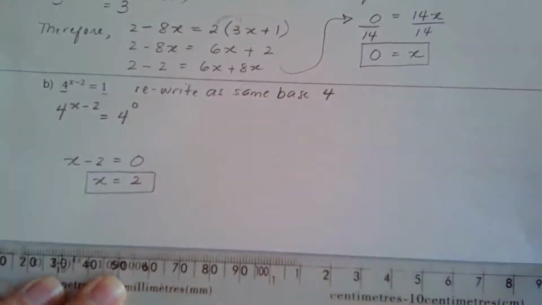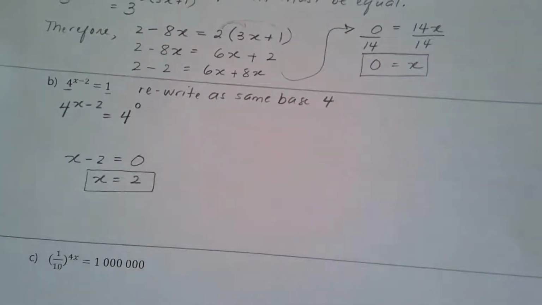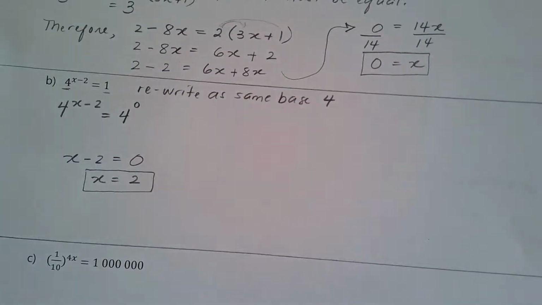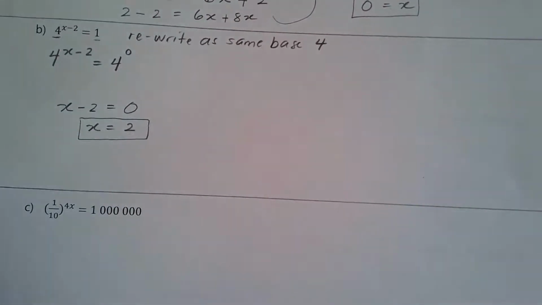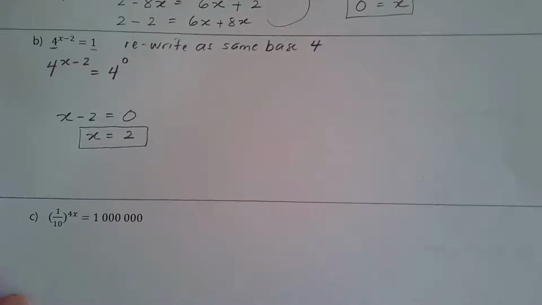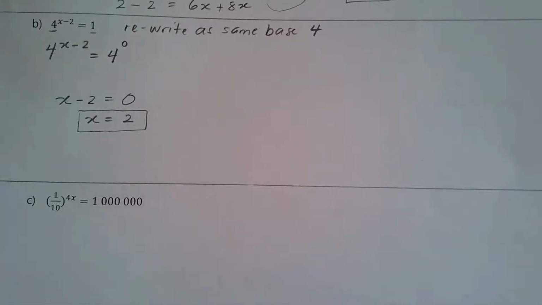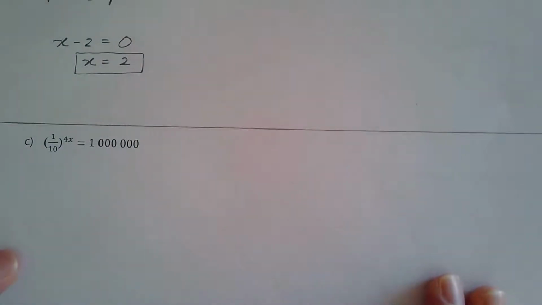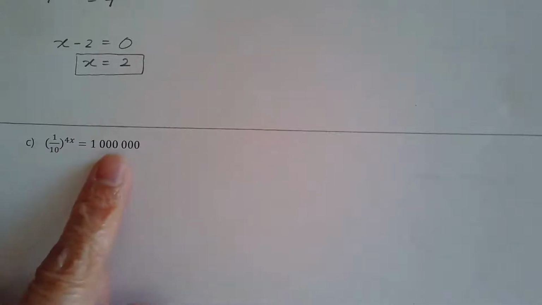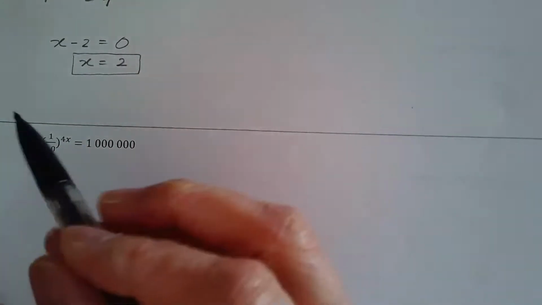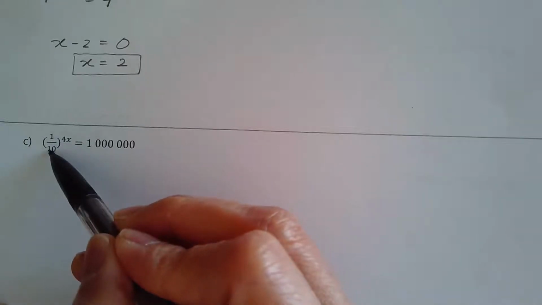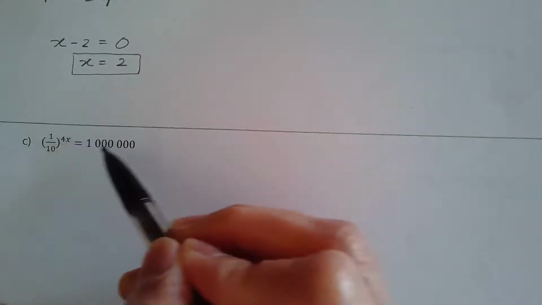We're going to explore, I think on the other side of the page here, some questions where we cannot write as the same base. So let's take a look at this one. This one is 1 over 10 to the exponent 4x equals a million.